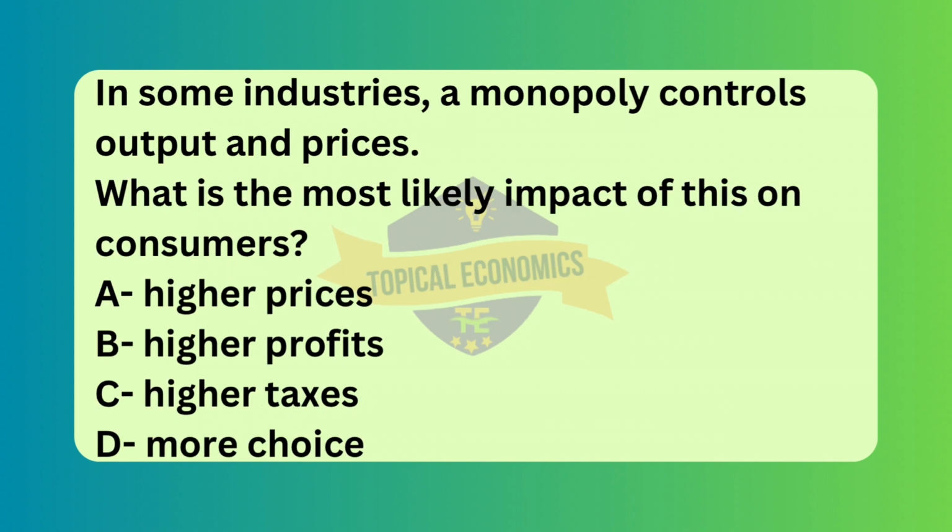Moving to 9th question. In some industries, a monopoly controls output and prices. What is the most likely impact of this on consumers? A. Higher prices. B. Higher profits. C. Higher taxes. D. More choice. The correct answer for this question is option A.